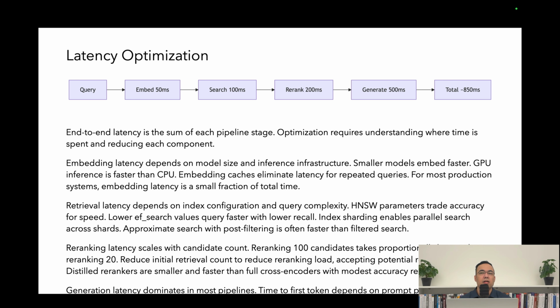Embedding caches eliminate the latency for repeated queries. Retrieval latency depends on index configuration. HNSW parameters trade accuracy for speed. Lower ef_search values query faster with lower recall.